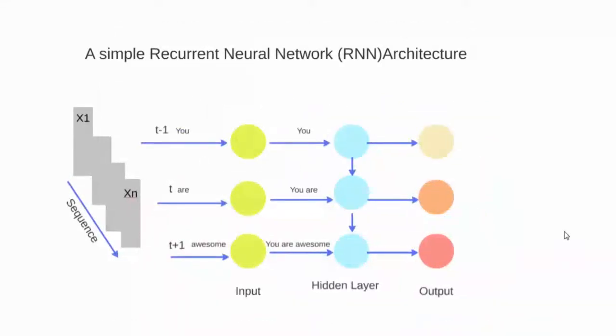Here we have a very simple architecture of an RNN. So here we have the input in a sequence like you see here, x1 through xn, and we have three input layers or three input nodes, and you have one hidden layer and you have one output node. So the sequence or the data set is fed to the network in the time step as it has come.